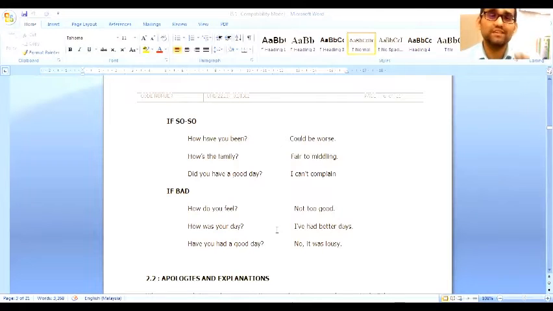So-so means it's a middle situation, where you're not very good and not very bad, your day. So how have you been? Could be worse. How's the family? Fair to middling. Did you have a good day? I can't complain. See, that is so-so.